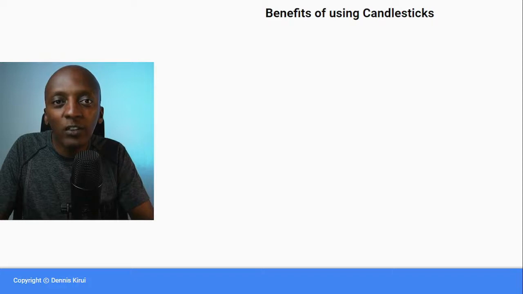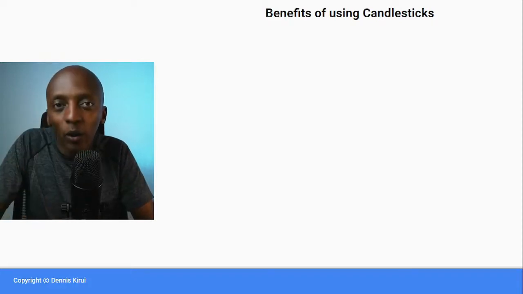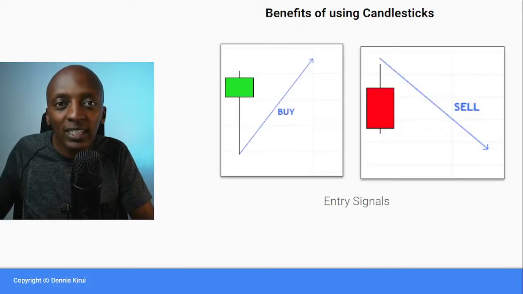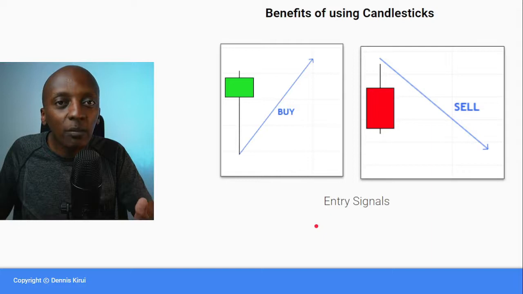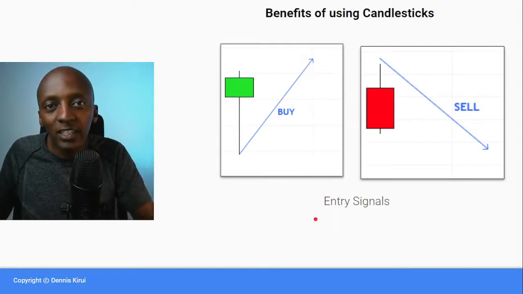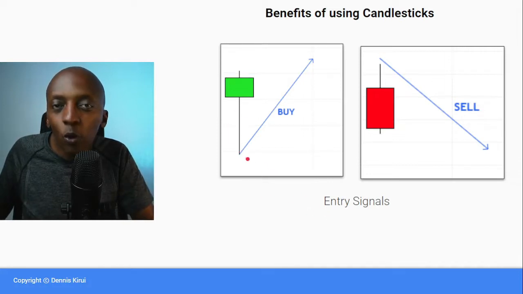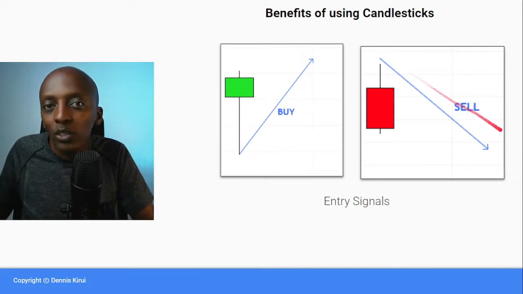So then what are the benefits of using candlestick charts, and how can you use them to find the best trading opportunities? So candlestick charts will help you to identify entry signals. Based on what you've learned thus far, you've learned what are bullish signals and what are bearish signals. So those signals, you can use them to identify that this is a good time to buy, and this is a good time to sell.